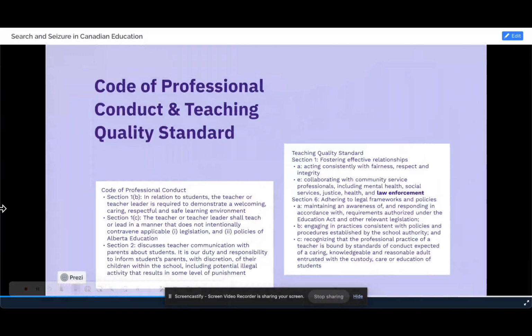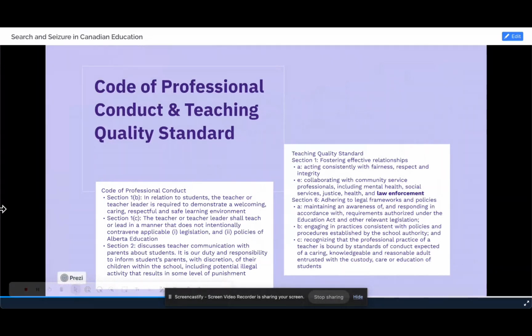When understanding the background a bit more, it's best to understand how the professional code of conduct and the teaching quality standards can be linked back to it. Why you, as a future educator, need to be wary and always vigilant of these, but mainly which sections are relevant for teachers and teacher leaders to keep in mind when performing searches and seizures on students. Section 1B is good to keep in mind. In relation to students, the teacher or teacher leader is required to demonstrate a welcoming, caring, and safe learning environment.